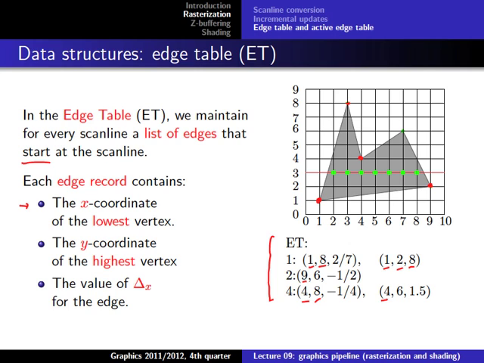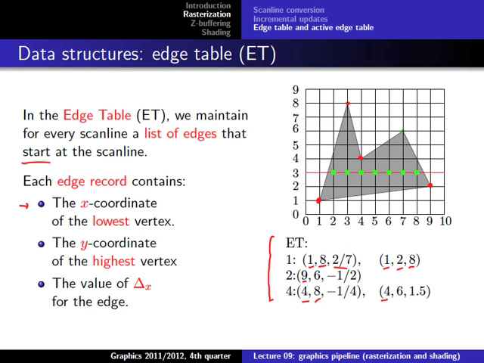And then we store this delta x value, which we see for the first one we already calculated, that's 2/7. Here we see the x value is, if we go 8 to the right, we go 1 up, so the delta x is 8. Here it is -1/2, and so on. So this is the information that we store for each edge.